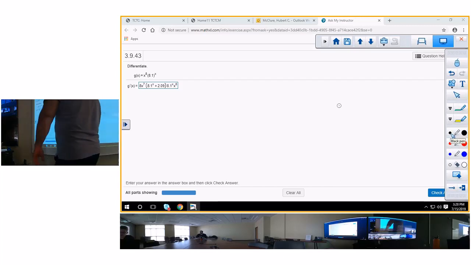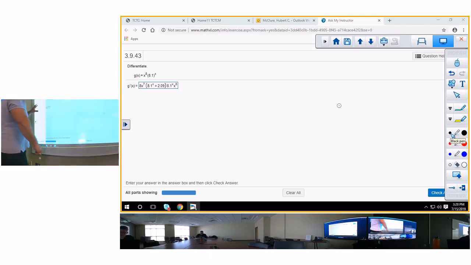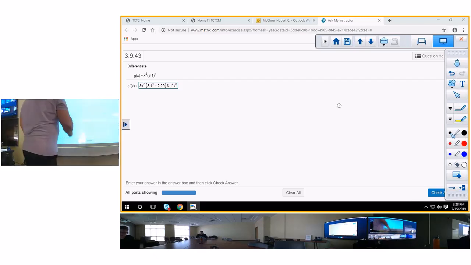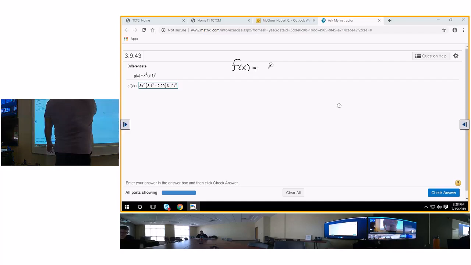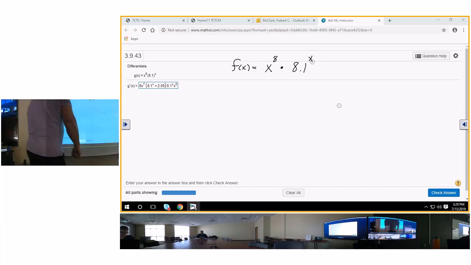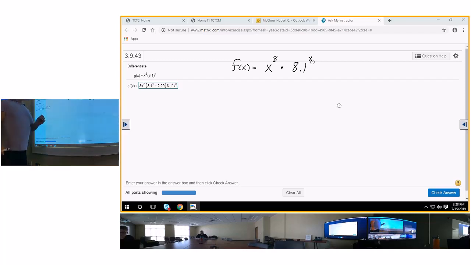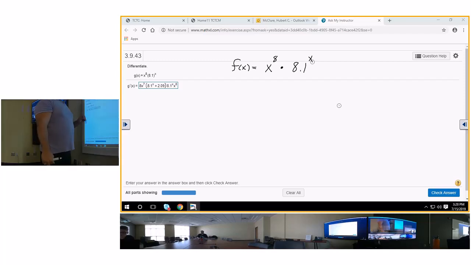First thing you do is you try to figure out, you rewrite it. First thing, you go, okay, g of x or f of x, I don't care. f of x is equal to x to the 8th times 8.1 to the x power. Now, what did I do there? Well, I got rid of the parentheses because in this case, the parentheses may cause more problems. All right? Now, the 2 things that you need to focus on are these 2 things right here.